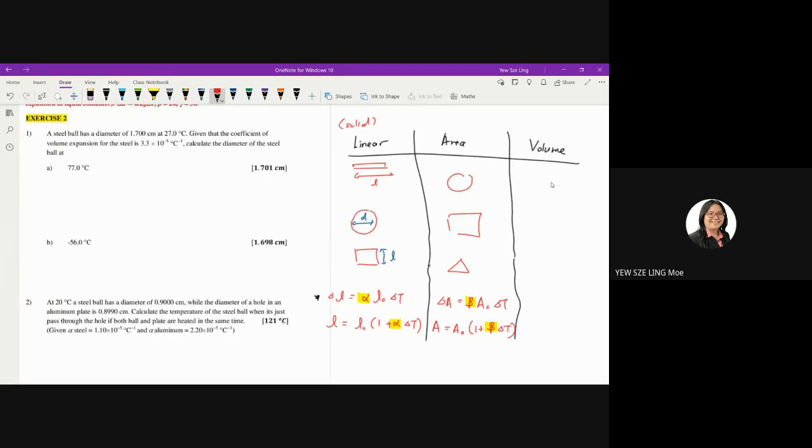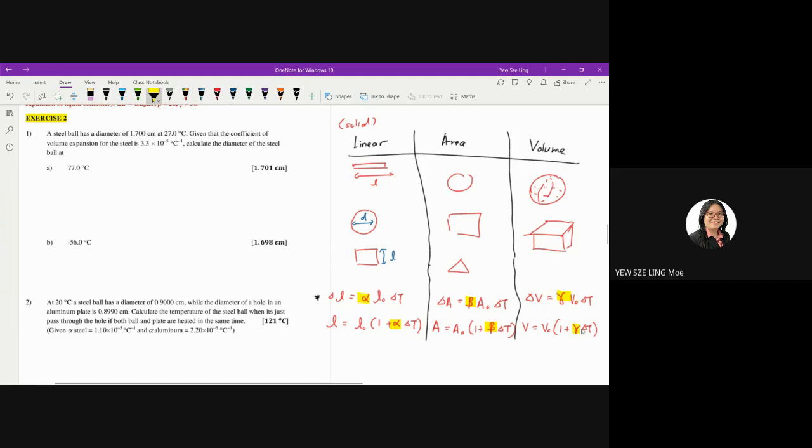When it comes to volume, of course, you can have a spherical shape, a sphere, and you can have a cube-like object as well. So this is a volume. Volume can expand as well. The equations, again, are in the same form, but with a different symbol. If you want to calculate the change in volume, delta V is equal to gamma, the coefficient of volume expansion, times V initial times delta T. If you want to calculate the final volume, then V equals V initial, bracket, 1 plus gamma delta T. So they all look alike.